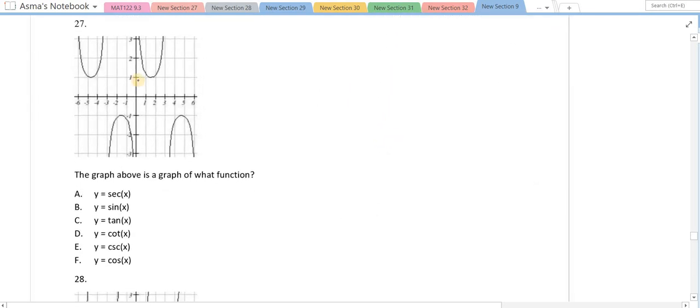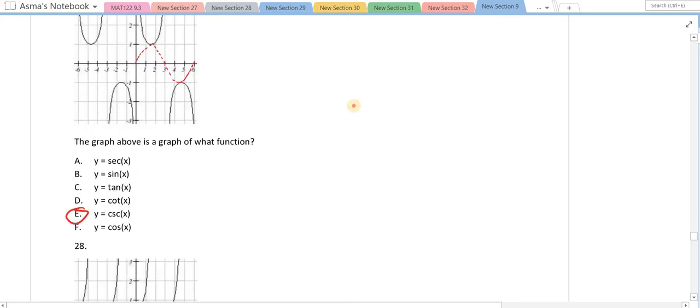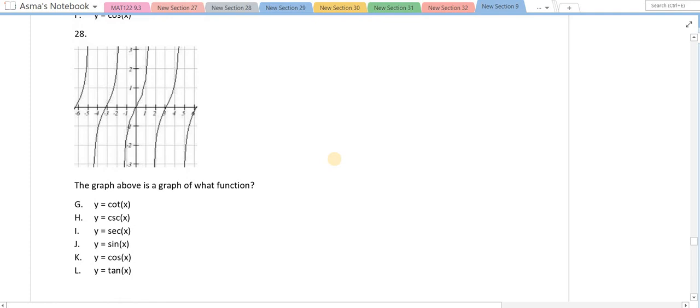To determine the function, I just try to graph the sinusoidal function associated with it, and I see this is clearly a sine. That means my function is going to be cosecant, because cosecant is 1 over sine. The next one is basically a tangent. I know the tangent function.